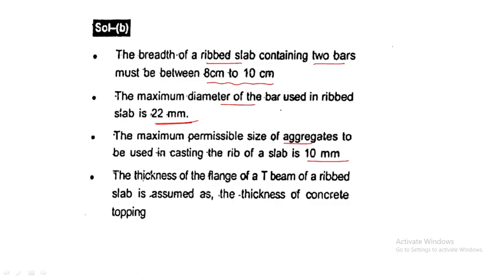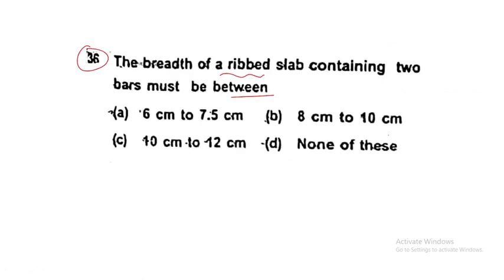Right? I will write here. You can use 8 cm to 10 cm. This is one point. Second point, maximum size of diameter is 22 mm. Maximum permissible size of aggregate is 10 mm. The thickness of the flange of the T-beam of a ribbed slab is assumed as the thickness of the concrete topping. So this one you have to remember. So the answer for the given question is 8 cm to 10 cm.